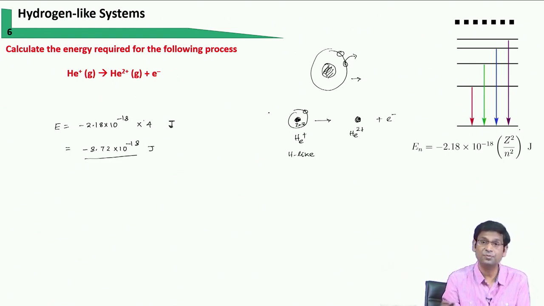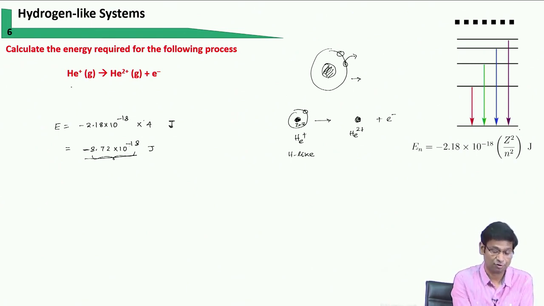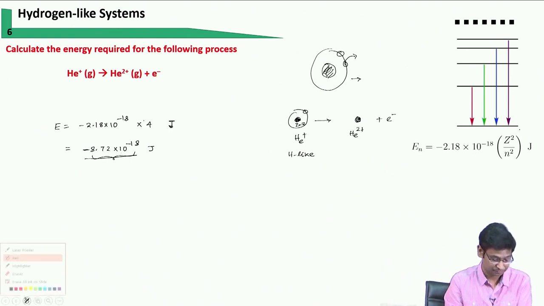When I remove this electron, to ionize this electron, I must give this energy. This negative sign indicates that the system He plus is a stable system. So, I must give 8.72 into 10 to the power minus 18 joules to ionize this electron. So, therefore, the energy required is this quantity shown here.